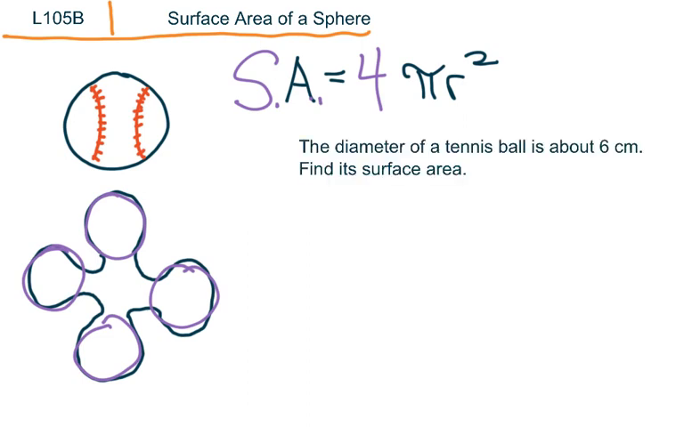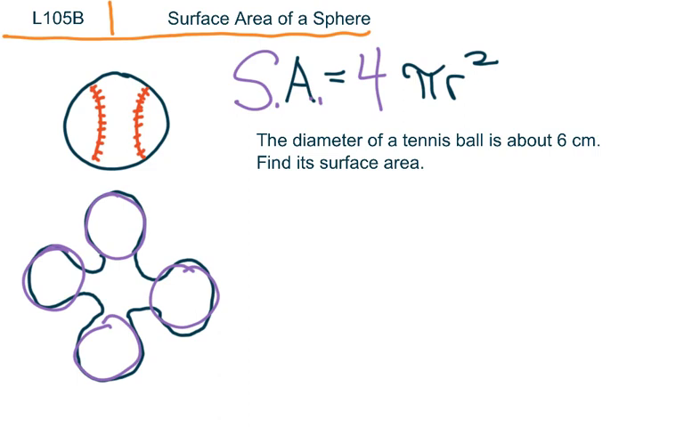Let's look at this situation. It says the diameter of a tennis ball is about 6 centimeters, and they want us to find its surface area. Notice they give us the diameter, so we have to be careful because in the formula we're focused on the r, the radius. So if the diameter is 6 centimeters, then the radius would be 3 centimeters. And we must move forward with that.